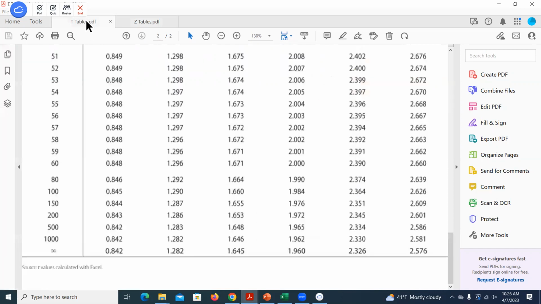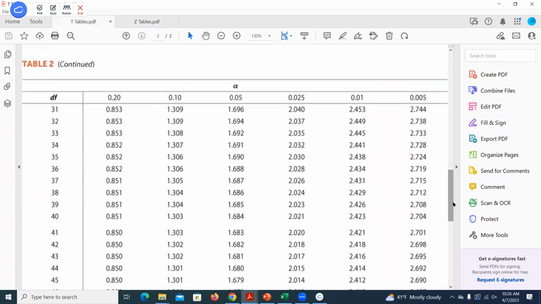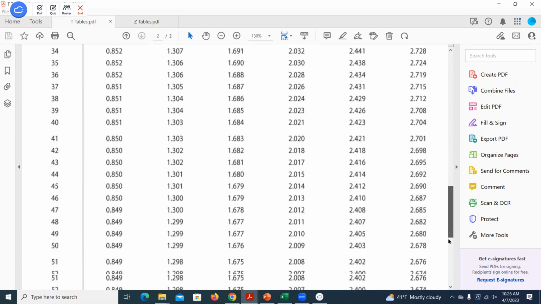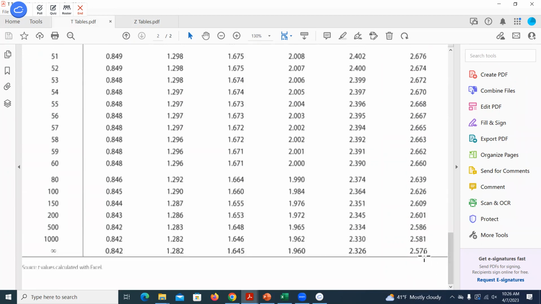Just like before, I could have used that t-table, looked up that area of 0.005, and remembered this last row would be the z-value that would give me that desired area in the tail. So I don't even have to be constrained to two decimals. I can be a little bit more precise. Okay.